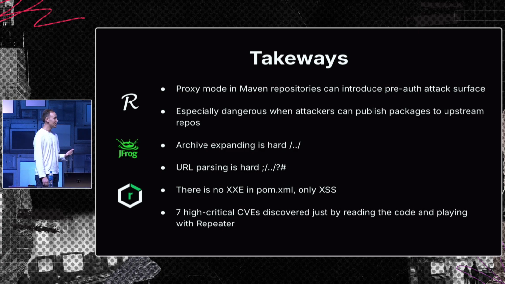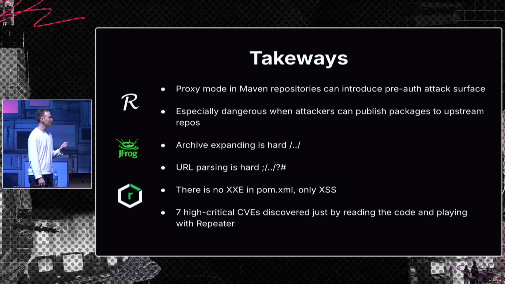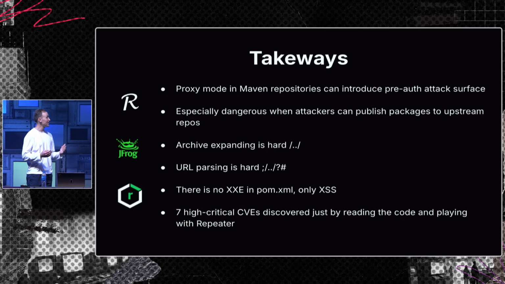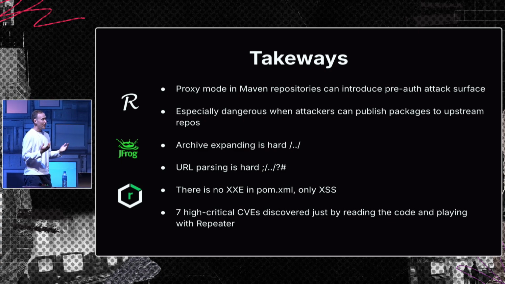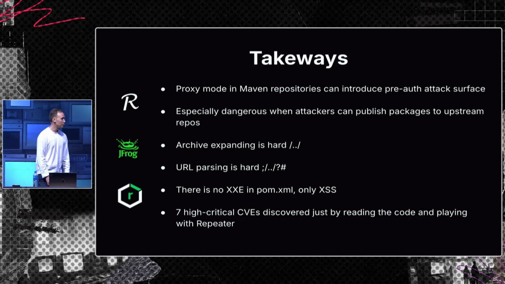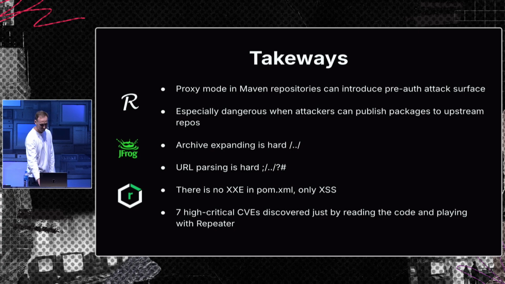Also, I really wanted to find at least XXE in pom.xml handling, but it turns out that it's been properly secured. At least these companies who run these products have security teams, they have big budgets, they have private bug bounty programs. So at the end of the day, I found 7 highly critical CVEs in these products just by reading the code and understanding how it works. And of course, by playing with Burp's Repeater.